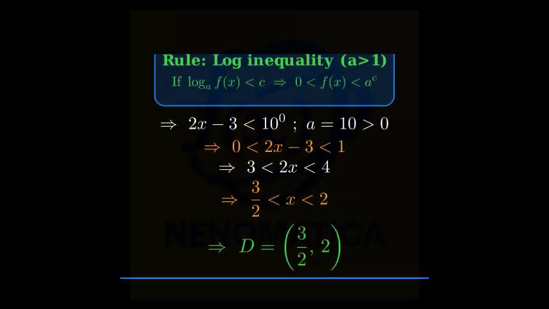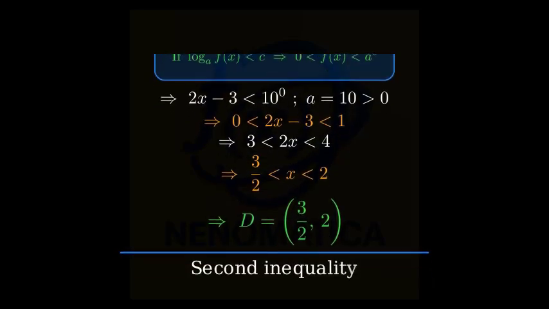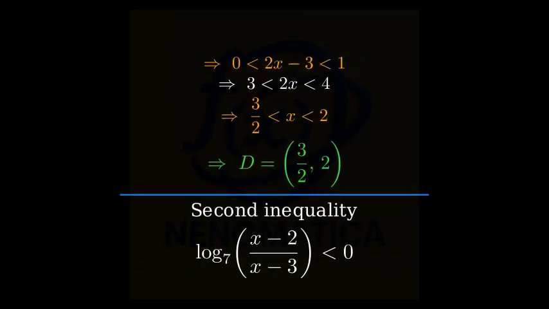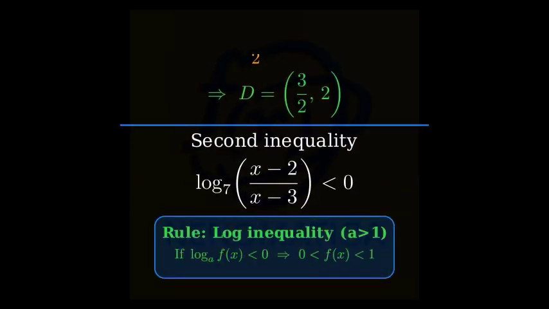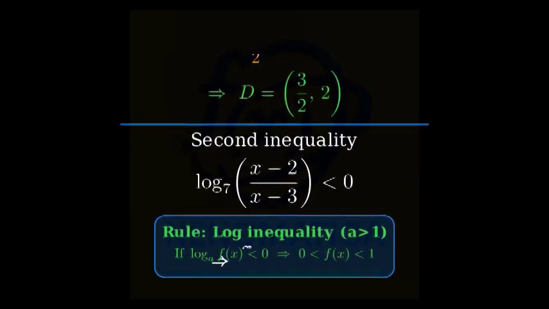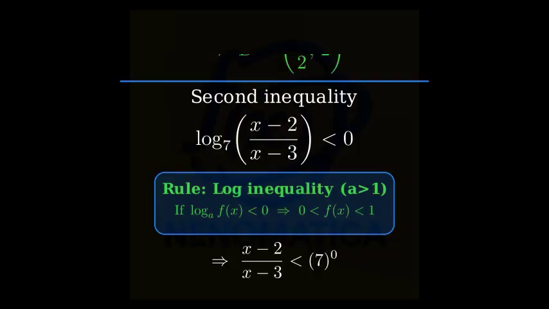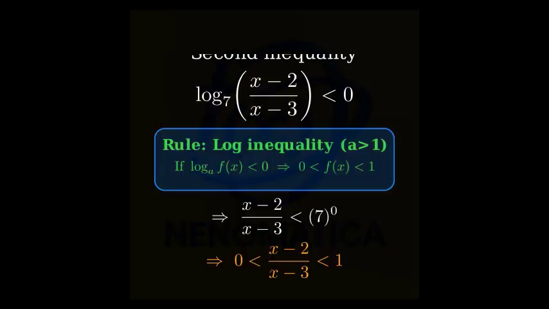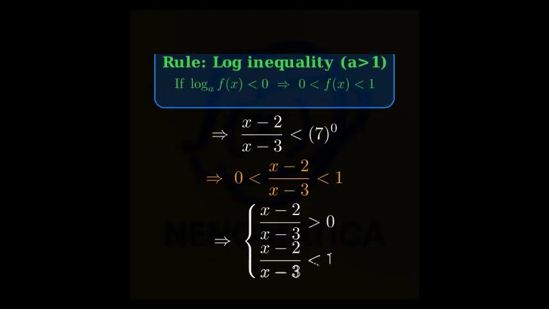Now, the second inequality from the image. Second inequality. Use the same inequality rule with base 7 greater than 1. Next, apply the domain requirement to form a strict compound inequality. Rewrite it as a system, 1 inequality for positivity and 1 for being less than 1. Solve that system to obtain the x region shown in the image. Finally, state the interval solution.